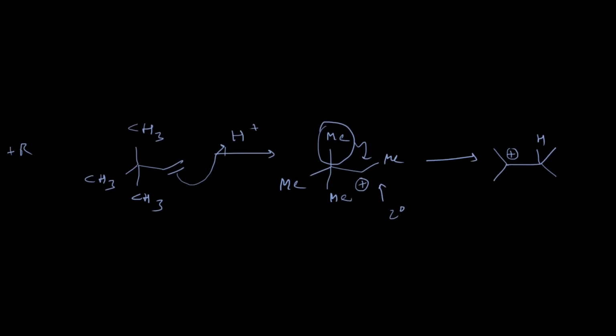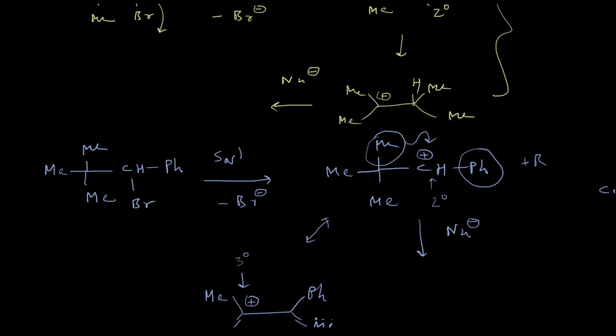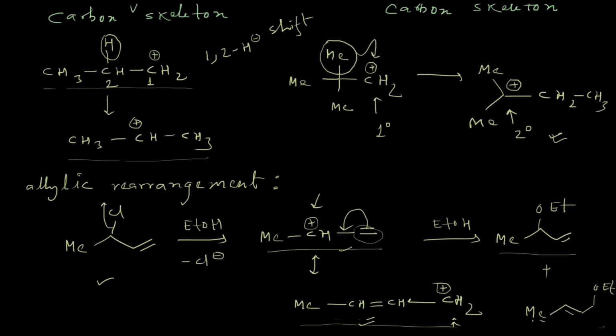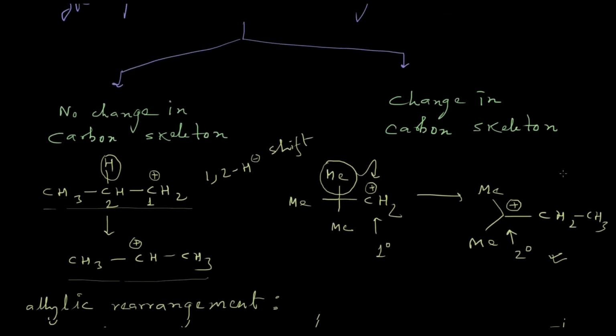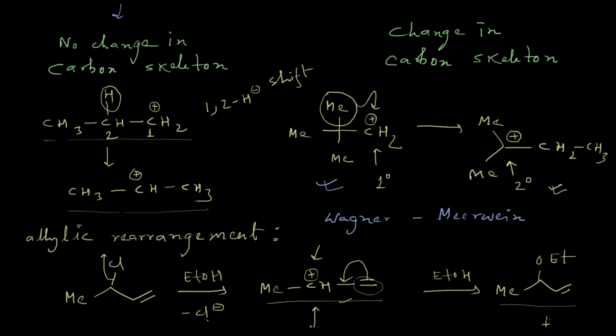So this is the overall discussion about the carbocationic rearrangement, which is categorized into different categories. One is where there is no change in the carbon skeleton after the rearrangement, and another type is where the carbon skeleton is getting changed after the rearrangement. The famous example of the carbocation rearrangement is the neopentyl rearrangement, which is also known as Wagner-Meerwein rearrangement. So this is it.